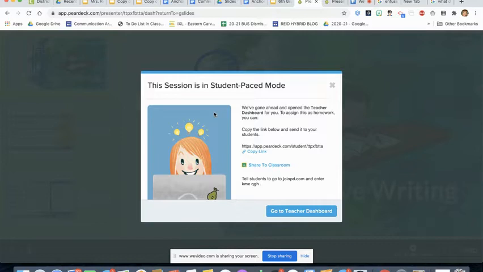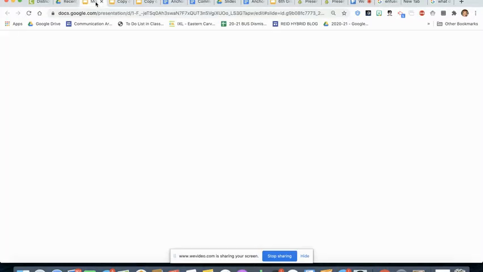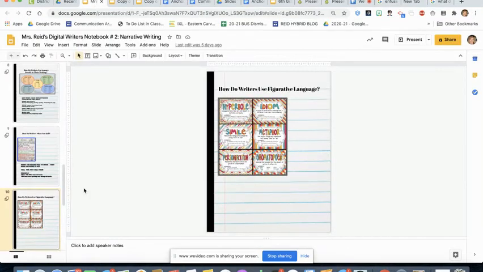Go to Google Classroom, and you're going to grab that link for the Pear Deck. It's a student paced mode. And then I'd like you to pull up your digital notebook, or if you have a hard copy, take out the hard copy. And on the next page, I want you to write, how do writers use figurative language?